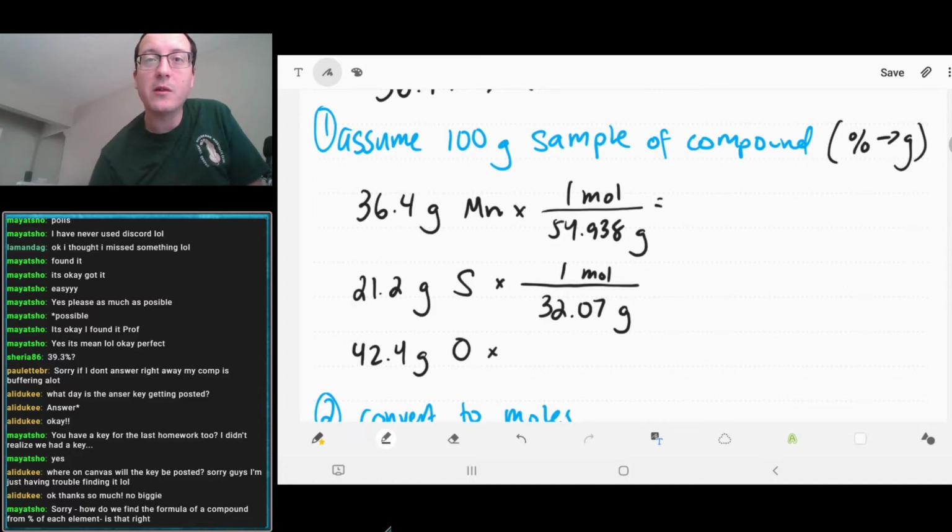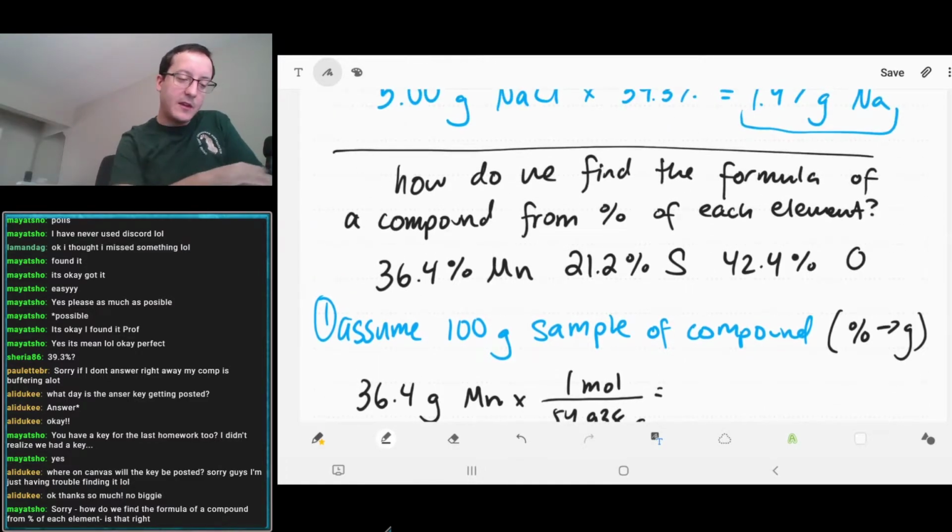How do we find the formula? That is what we are doing with this one, Maya. This little section is on how we find the formula when we're given the percentages. Just a few minutes ago, we were able to do the opposite. We had the formula and were able to find the percentages. Now we're doing it the opposite way.